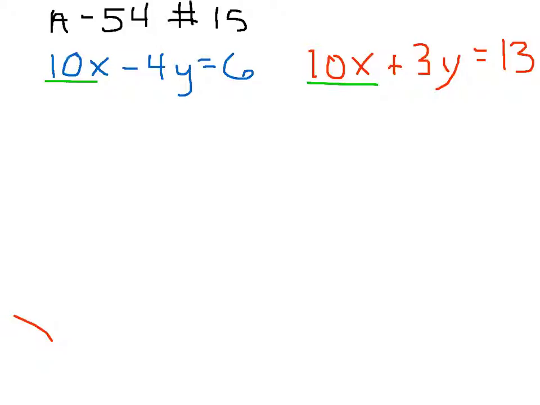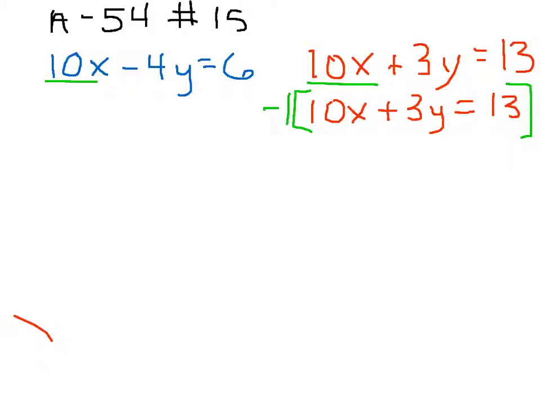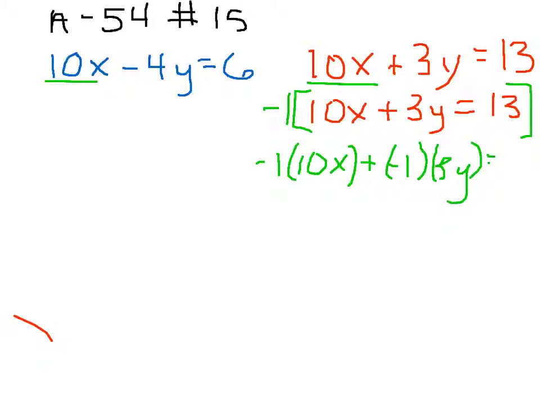So I'm going to grab my little red pen again, and I have 10x plus 3y is equal to 13, and then I'm going to grab my green pen, and I'm going to take this entire equation and multiply it by -1. Okay? Therefore, when I do that, I'm going to end up with -1 times 10x plus -1 times 3y is equal to -1 times 13.